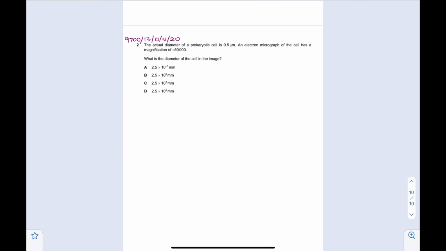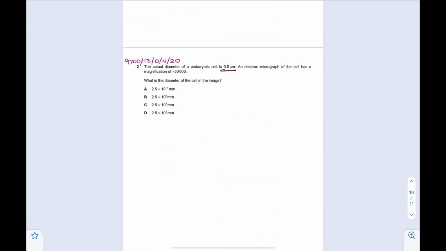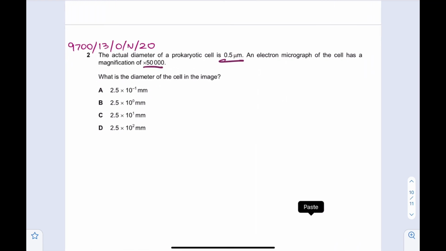Let's see another question. They're saying the actual diameter of a prokaryotic cell is 0.5 micrometers. You can see we have micrometers here again. And the electron micrograph of the cell has a magnification of 50,000. What is the diameter of the cell in the image? So they've given you the actual length and the magnification, and they're asking you to find the image length.